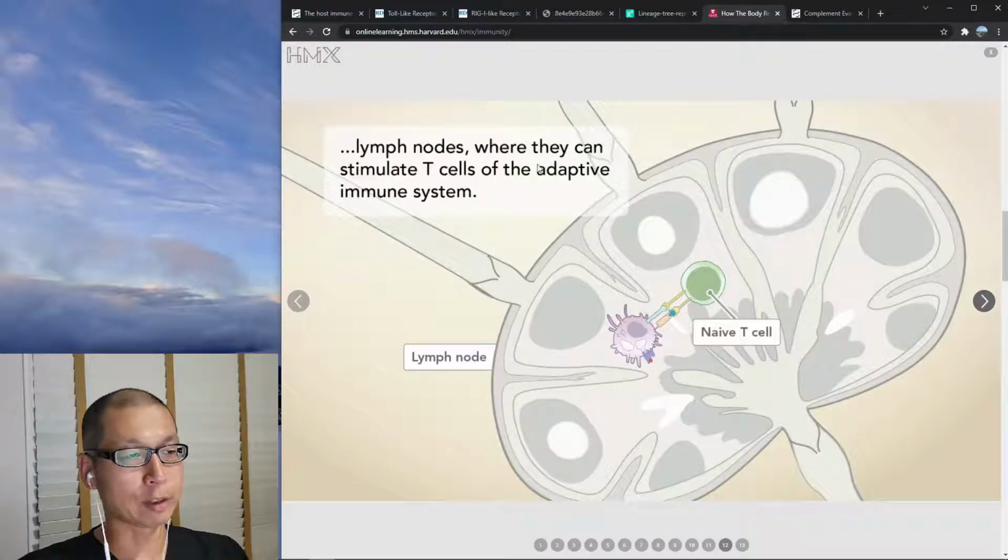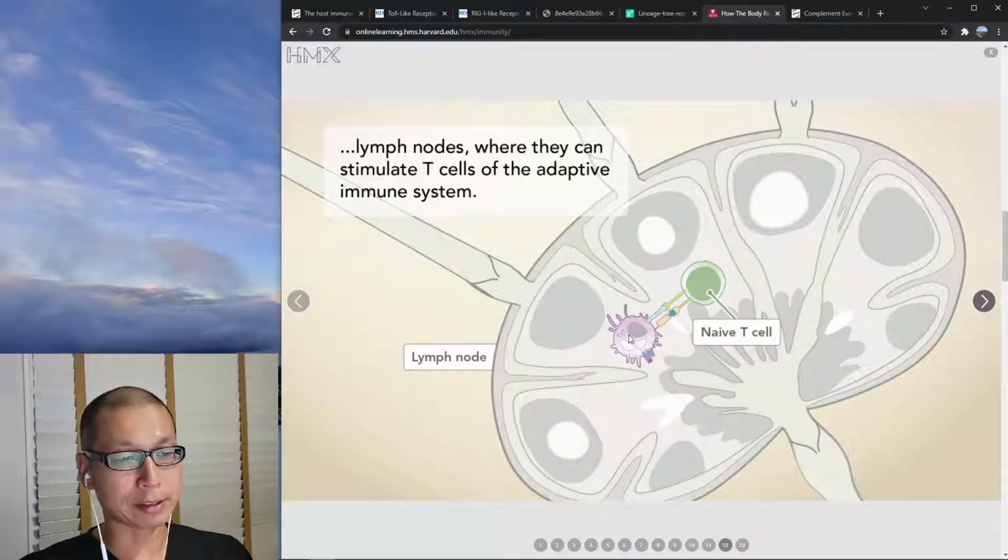And in the lymph nodes, they stimulate T cells of the adaptive immune system. A T cell has a little receptor called a T cell receptor, and each T cell has a receptor that binds a specific thing. So in your body, there are all these T cells that can identify a bunch of things that you've never been exposed to. Let's say you get exposed to a virus you've never seen.